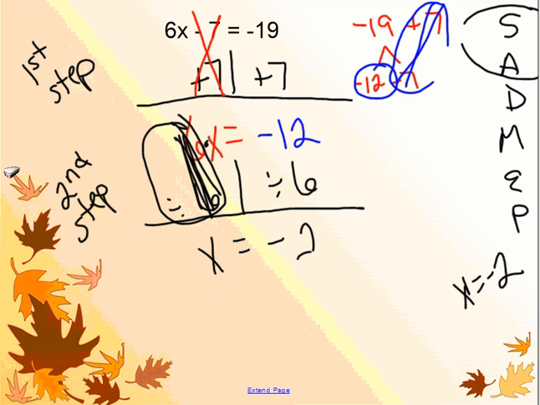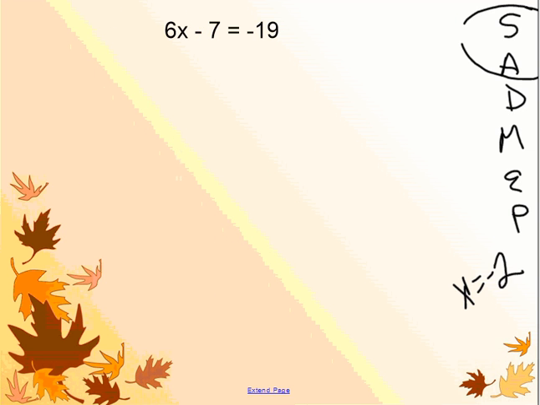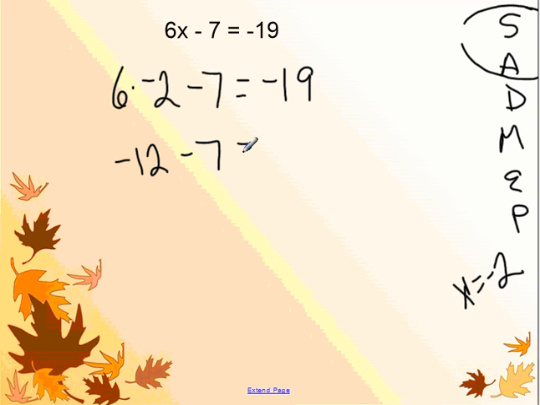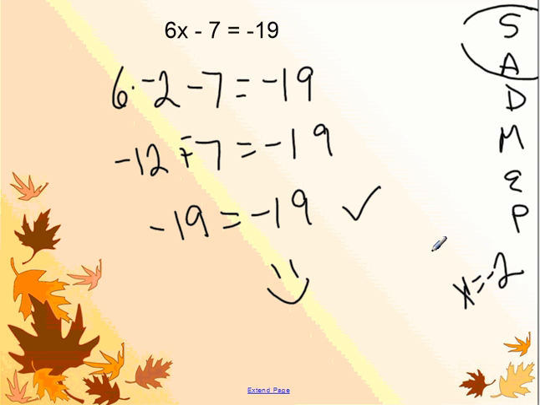So over here, I'm going to erase all of this work. If you didn't get it written down, rewind and pause the video. And I'm going to substitute negative 2 in for x and see if I get negative 19. So I have 6 times negative 2 minus 7 equals negative 19. Following order of operations, I do 6 times negative 2 first, which should give me negative 12 minus 7 equals negative 19. I'm going to turn this subtraction into adding the opposite. So I have negative 12 plus negative 7. And yeah, that does equal negative 19. Yay, I'm so happy. It works. Negative 2 is the answer for x.